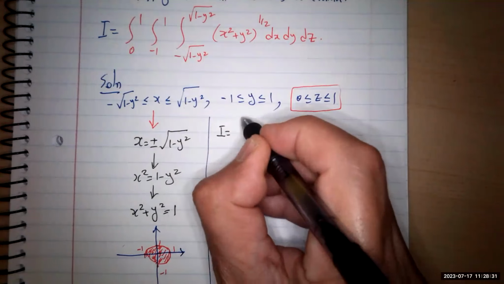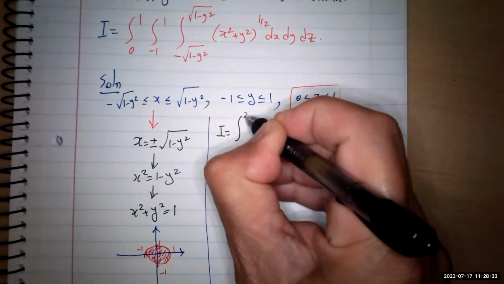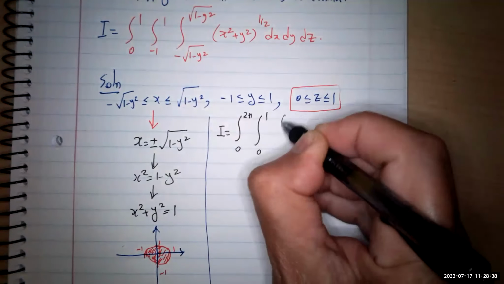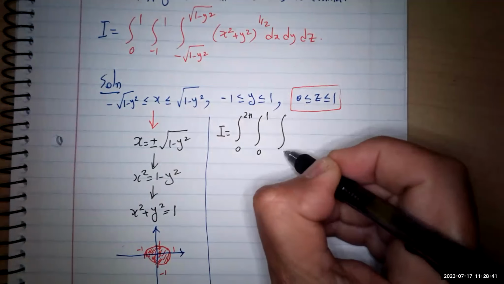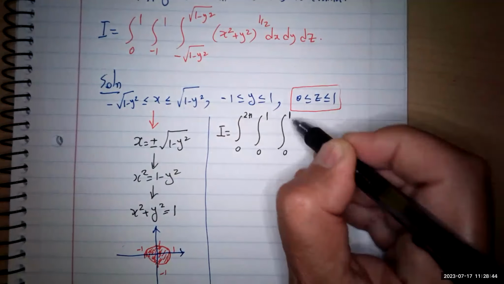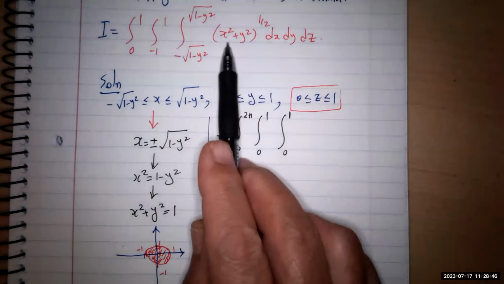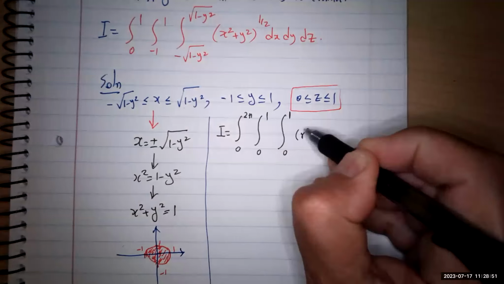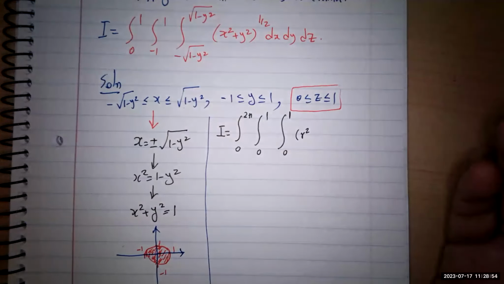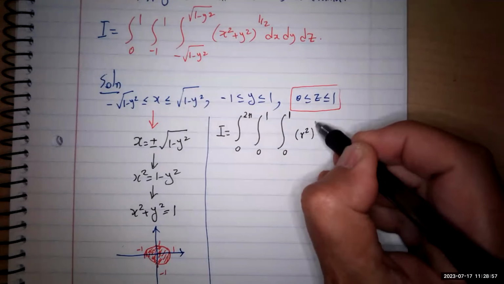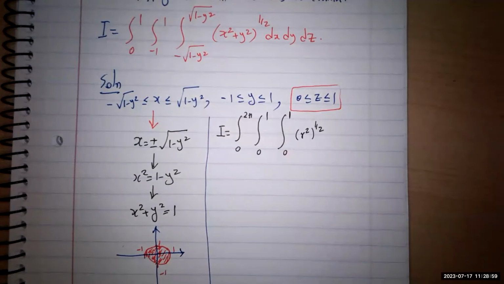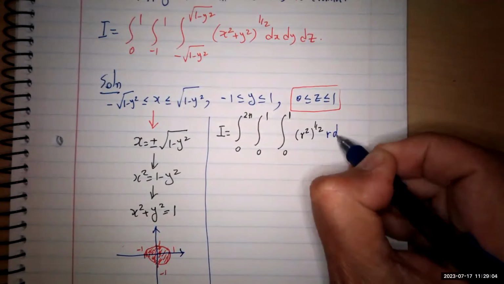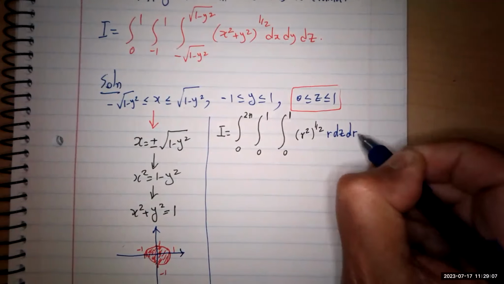So I go with theta 0 to 2 pi, I go with r 0 to 1, then I go with z, which is 0 to 1. If there's going to be any function, you have to change it to the polar coordinates. X squared plus y squared is r squared. You know that x is r cosine theta and y is r sine theta. So it's going to be r to the 1/2. Remember the extra r, don't miss it. Then you integrate with respect to z first, then r, then theta.